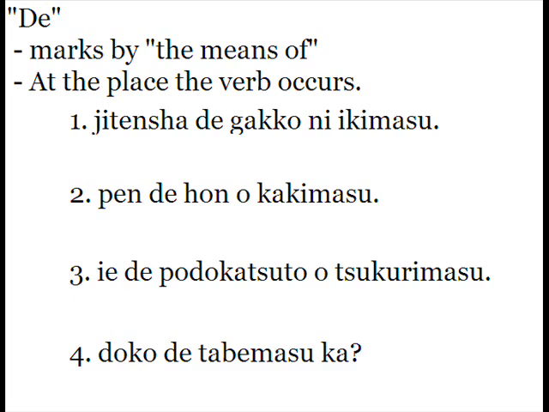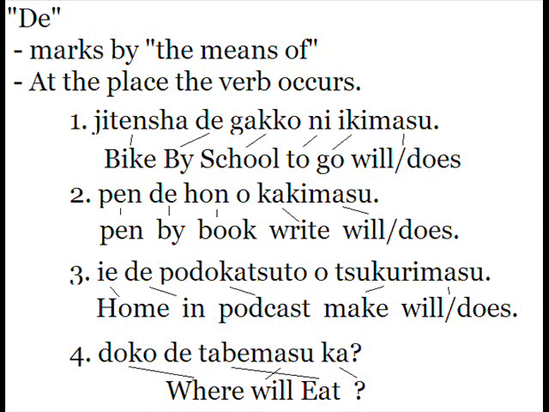So, for example, number 1, 自転車で学校に行きます。Number 2, ペンで本を書きました。Number 3, 家でポッドキャストを作ります。Number 4, どこで食べますか？Okay, number 1 and 2 are using the particle de for the meaning of by means of. In other words, the de will indicate what is being used by means of.